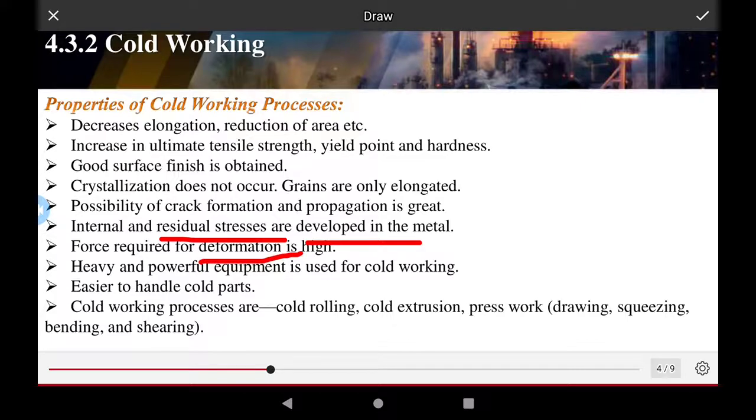Heavy and powerful equipment is used for cold working to handle the cold parts. Cold working processes are cold rolling, cold extrusion, press work, drawing, squeezing, bending, and shearing.